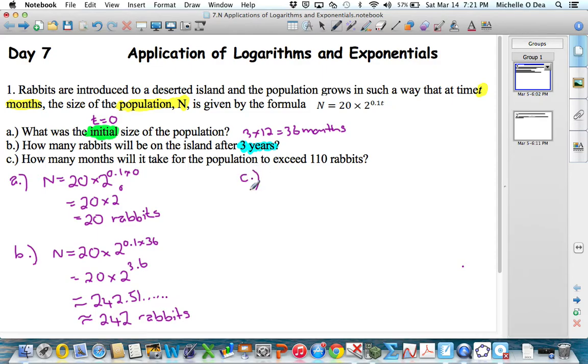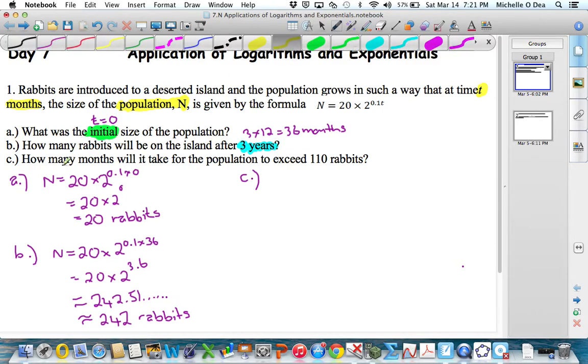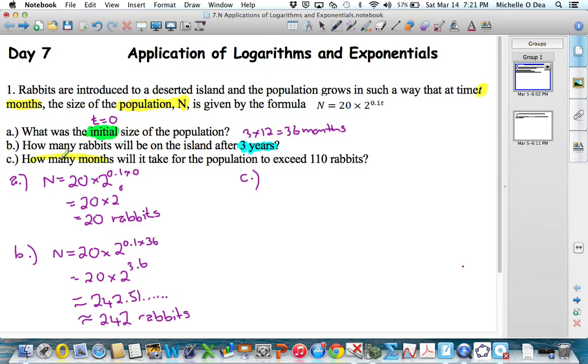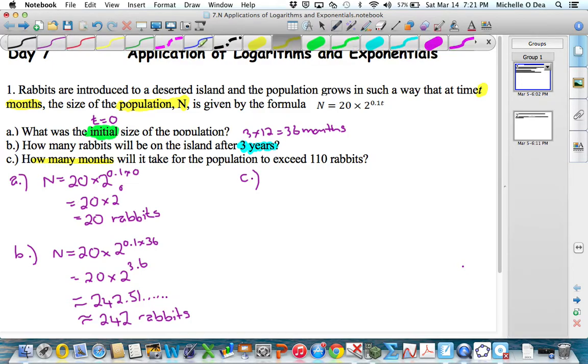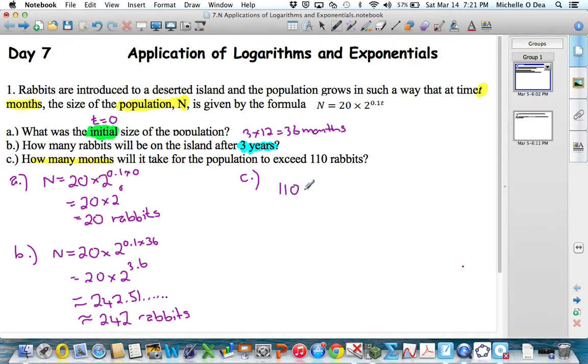For C, we have to do a little bit more work though, because now the question's changed around. Now it's asking how many months. So if it's talking about how many months, now we're talking about T. T is the thing we don't know. So that's the unknown. What we do know though is the population is 110 rabbits. So I know what the population is. And remember in our formula, N is the population. So now I can substitute N to be 110. And I can say 110 equals 20 times 2 to the power of 0.1 times T.